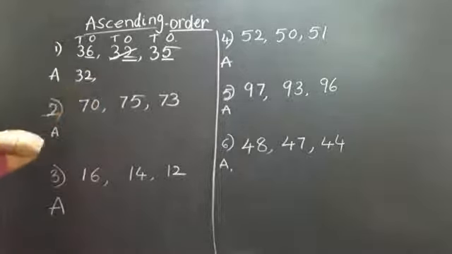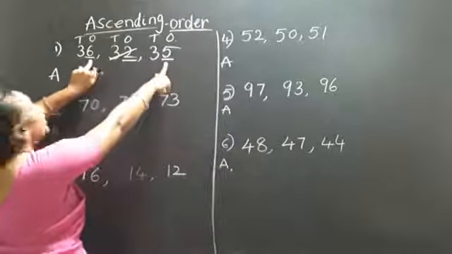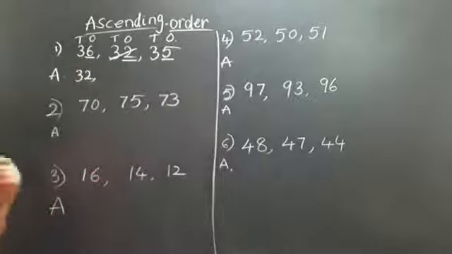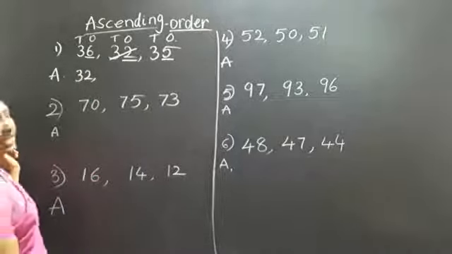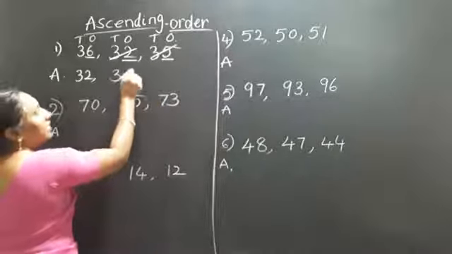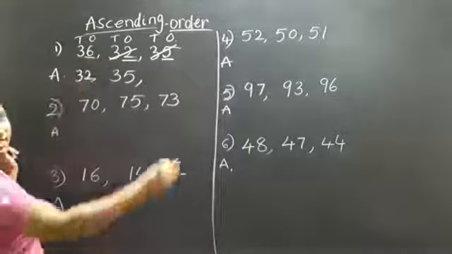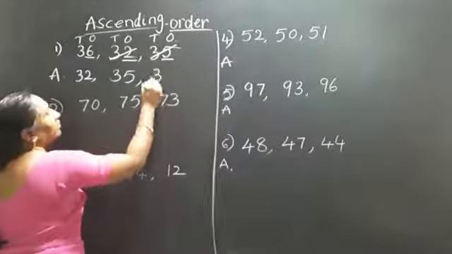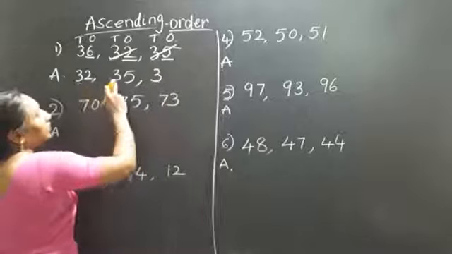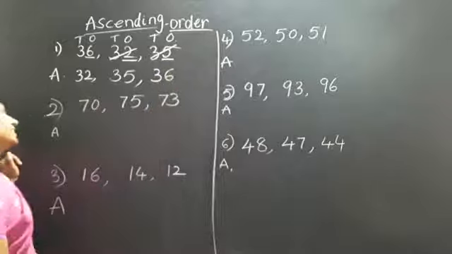In the one place, is three there? No. Here see 6, 5. Is 3 there in the one place? No. In the one place, is 4 there? No. In the one place, is 5 there? Yes. Cut the 35 right beside 32. Remaining number is 36.